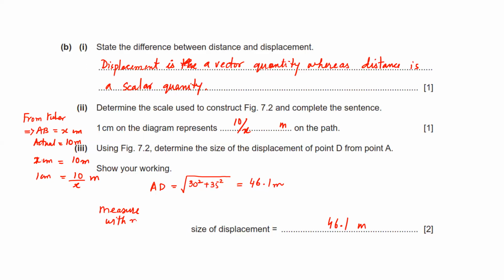Measure with a ruler. Say it comes out to be Y centimeters for the distance AD. Then this size of displacement will be Y multiplied by 10 divided by X. So whatever your measurements X and Y, just use them and find out this value. This value must be comparable to this value. So this is how you will be able to calculate it.